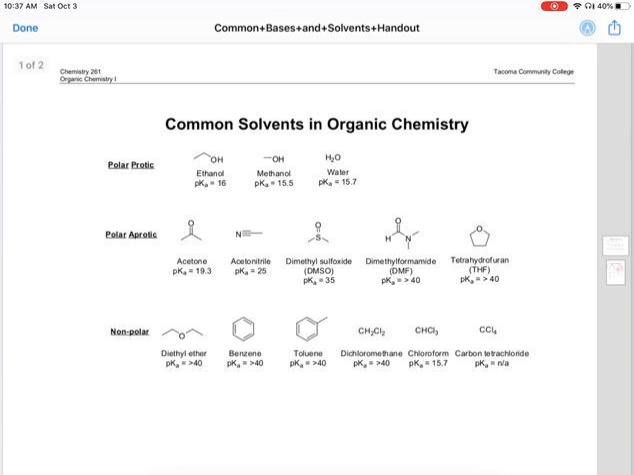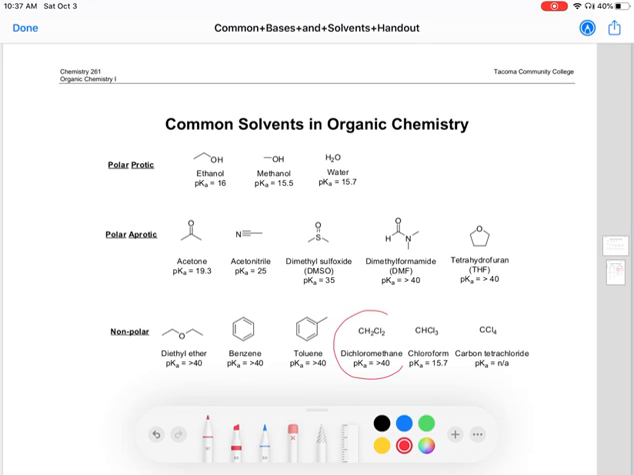Now for the essential oils lab that we did, we used dichloromethane, which has a pKa greater than 40. So this makes a pretty good solvent for acid-base reactions.